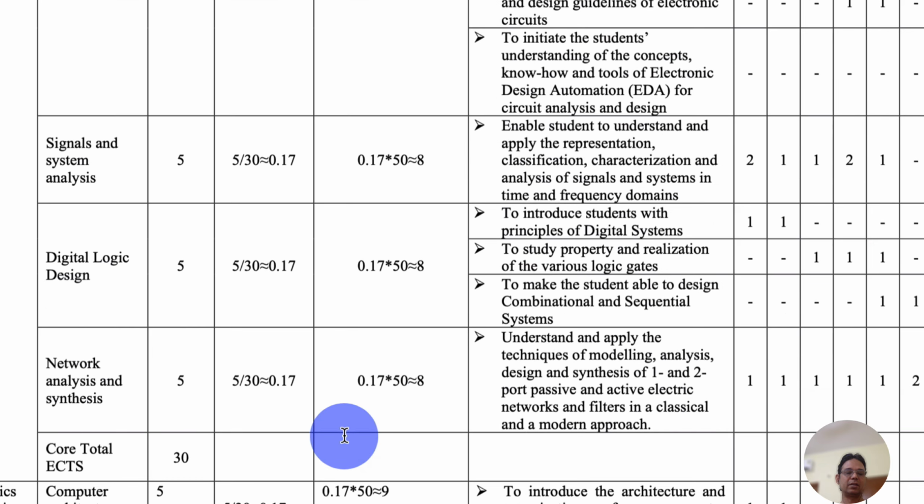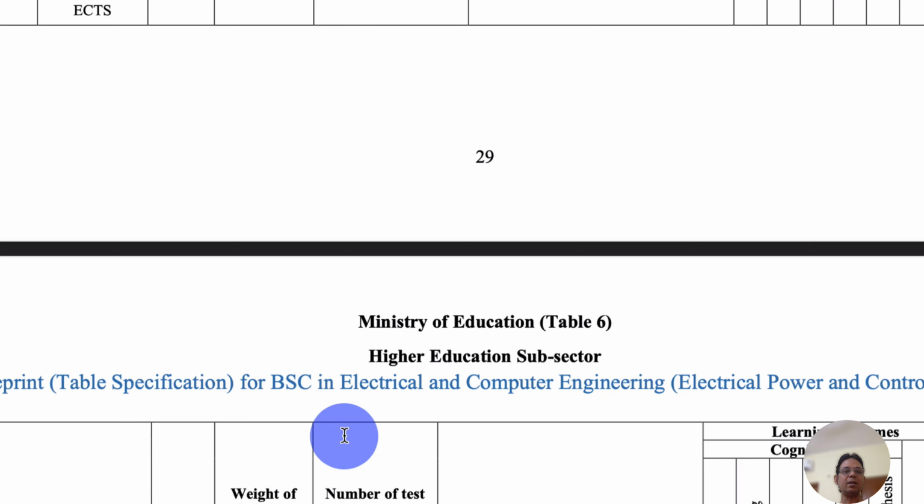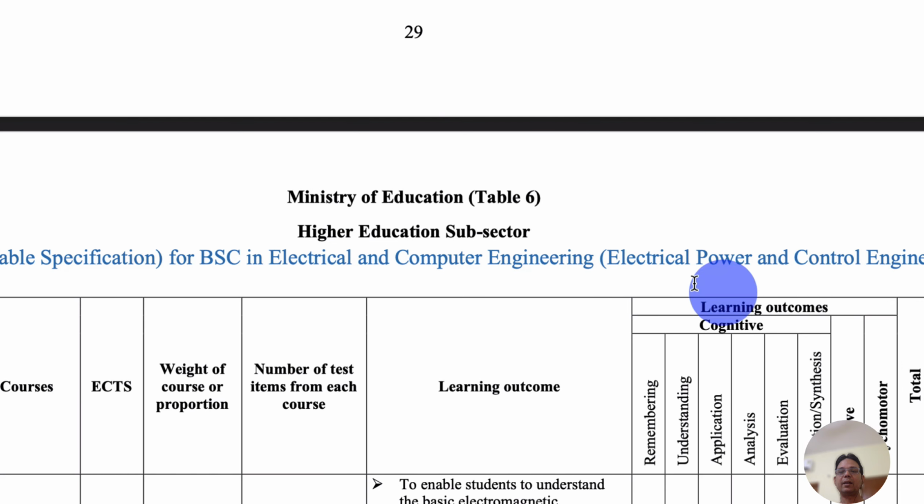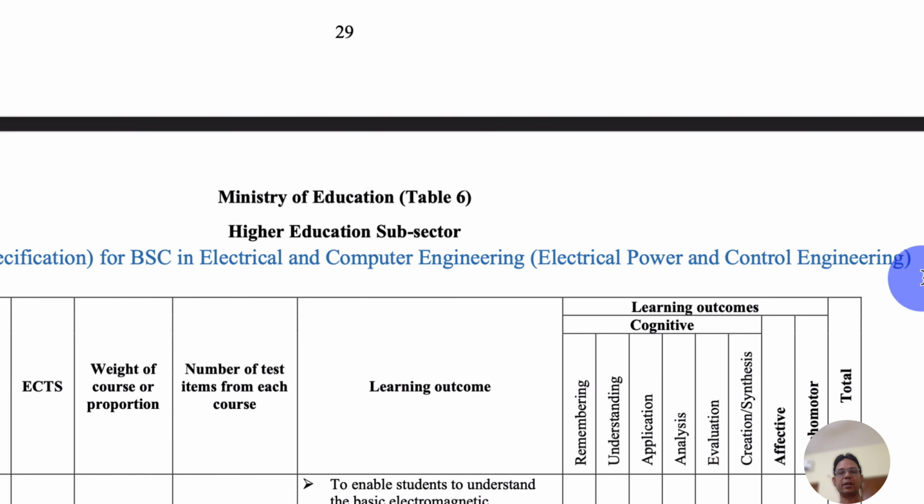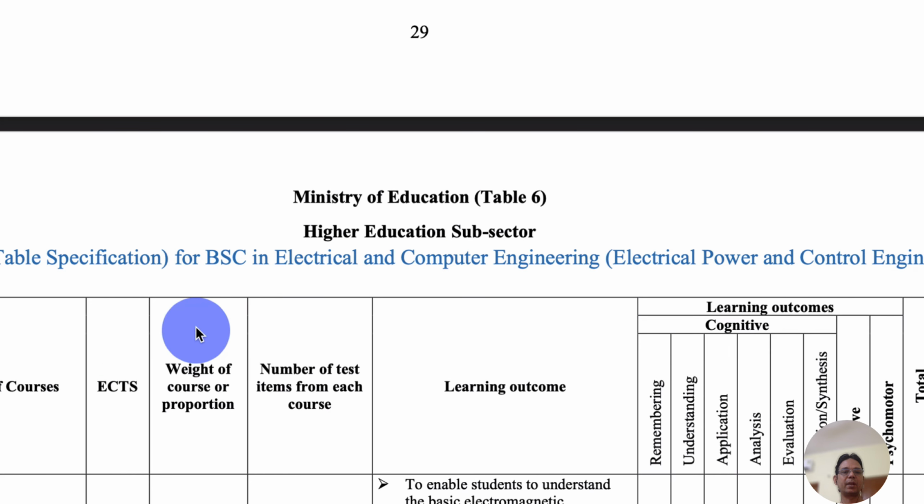Similarly, we can see the other courses. Another specialization we have is BSc in electrical and computer engineering, which we also call electrical power and control engineering. So electrical power and control engineering we can see.